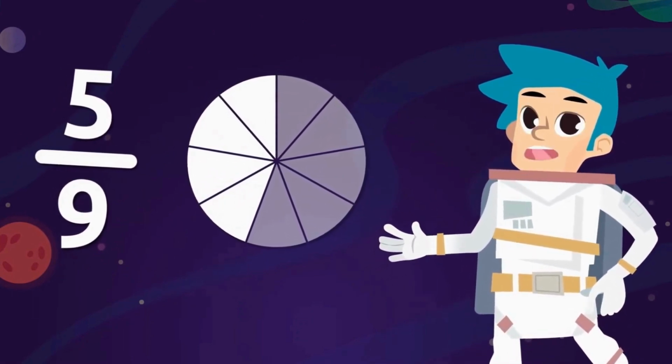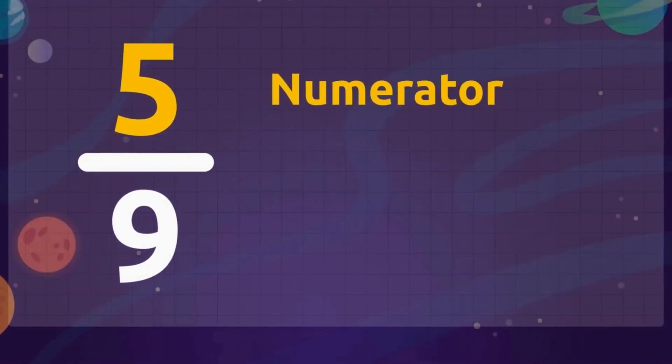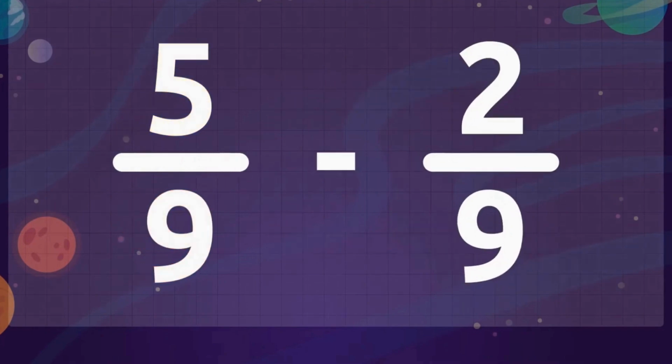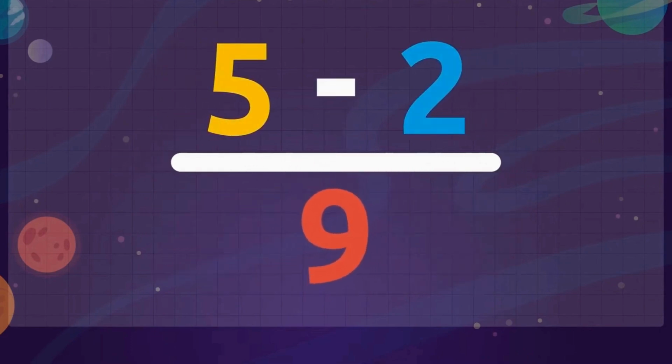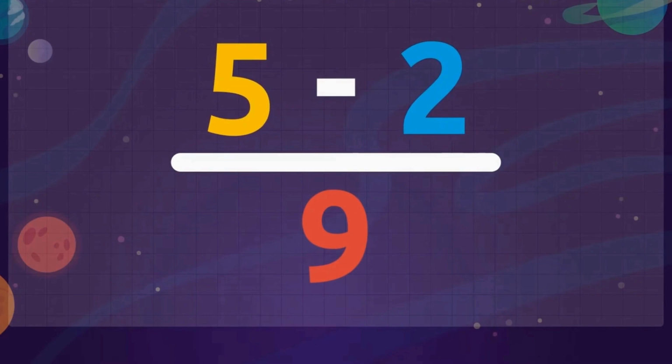First, let's remember which are the parts of a fraction. This is the numerator, and this number is the denominator. To subtract fractions with the same denominator, we leave the common denominator and only subtract the numerators. It's very simple. Let's see an example.